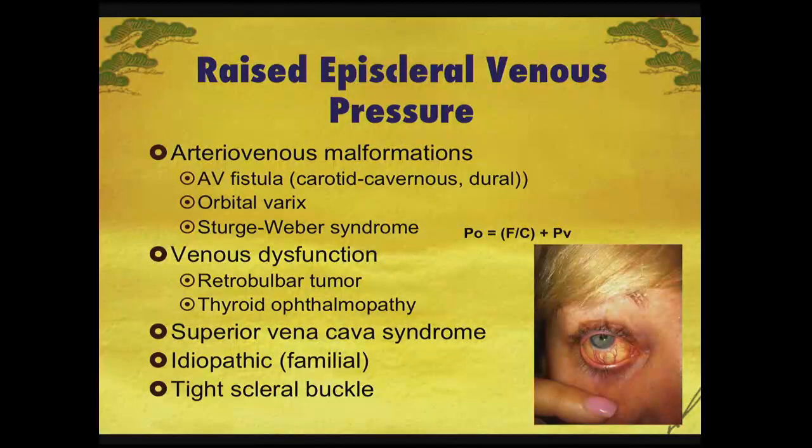Okay, so again, remembering that equation that we showed in the beginning, raised episcleral venous pressure can raise intraocular pressure and lead to glaucoma. The eye pictured here, this patient actually has just idiopathic raised episcleral venous pressure, but you do need to rule out other causes of it, such as an AV fistula, an orbital varix, or Sturge-Weber syndrome. Also, venous dysfunction from a tumor or thyroid ophthalmopathy could cause an increase in this pressure. Superior vena cava syndrome, and then finally tight scleral buckles may cause this.